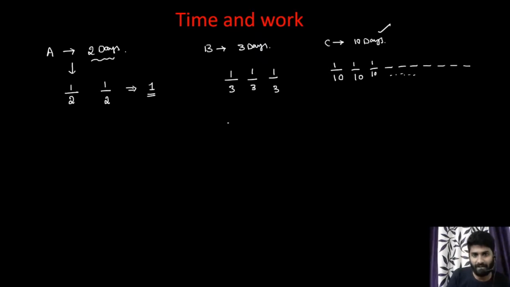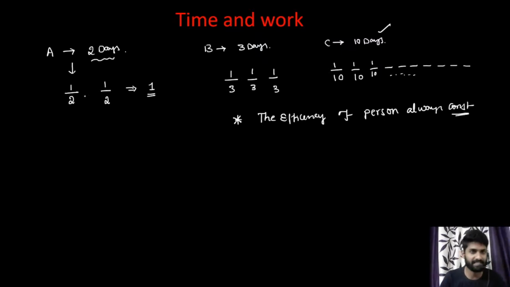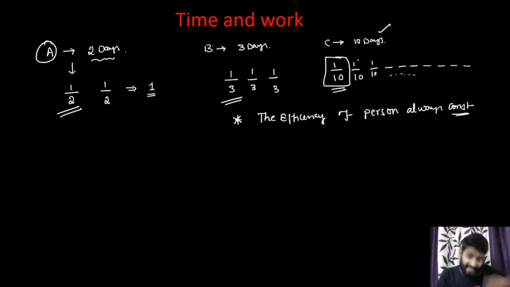It means, observe, guys, the efficiency of a person is always constant. Point number one: while he is working or not doesn't matter, but the efficiency is always constant. See, A's efficiency is 1/2, B's efficiency is 1/3, C's efficiency is 1/10. If C's efficiency per day is 1/10, the second day also he performs 1/10 of the work, the third day also 1/10. Means for every day, the efficiency of a person is always constant.